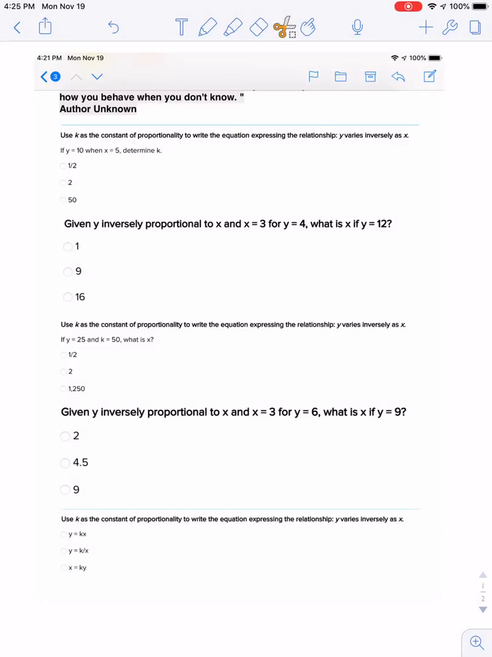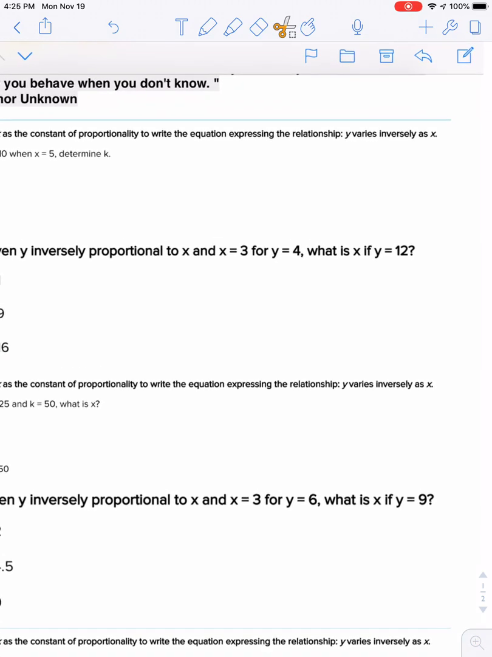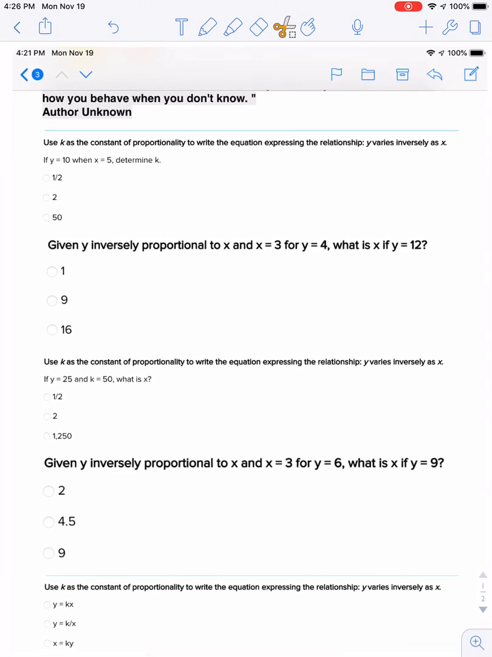Okay, I just want to take a look at a couple of the problem areas that you were having. So one of the ones that came up says to use k as the constant of proportionality. Now that just means k is going to be a number. That's all that part means. And it says that y varies inversely as x.